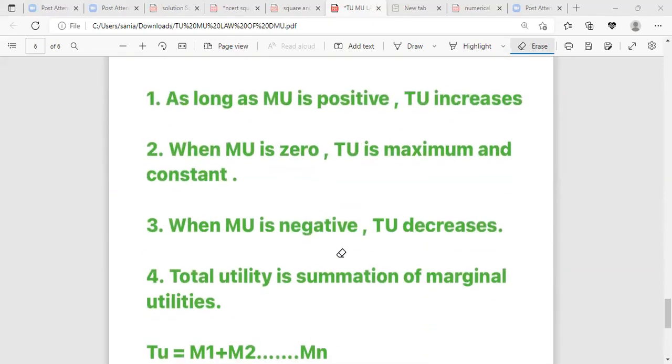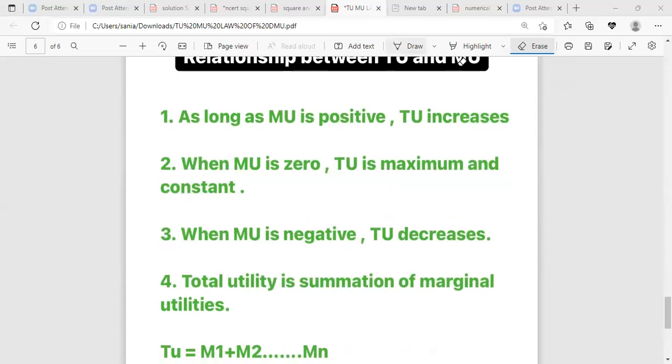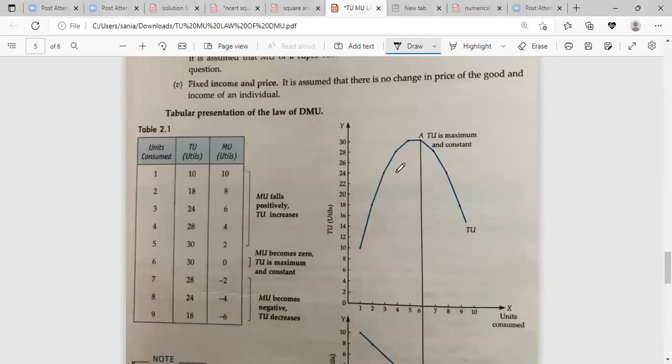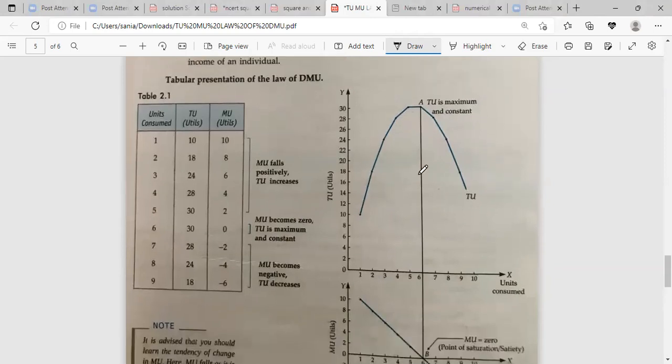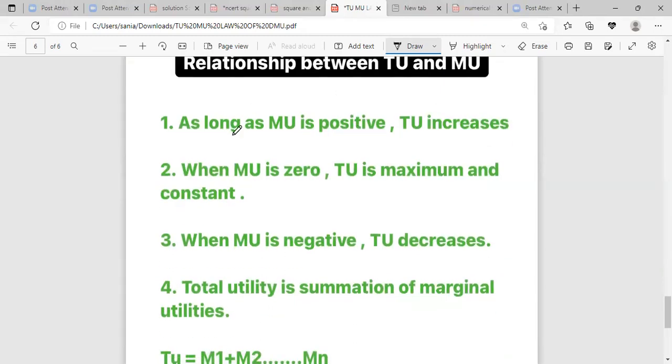Okay, so we'll do relationship. Now, when you are going to draw this one, I'll explain because it will take time. This is your TU, right? Basically, in law of DMU, you explain the relationship between TU and MU. Clear? So as long as your MU is positive, your TU will increase.